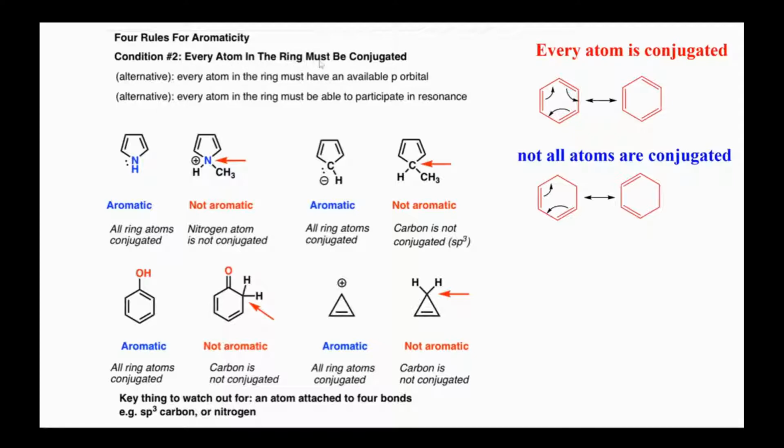Now let's discuss rule number 2, or condition 2, which says every atom in the ring must be conjugated, or let me put it in another way, every atom must be sp2 hybridized carbon, or let me rephrase it again, every atom must not be sp3 carbon. So every atom should be sp2 hybridized, or every atom must be conjugated. All right, so what is conjugation?